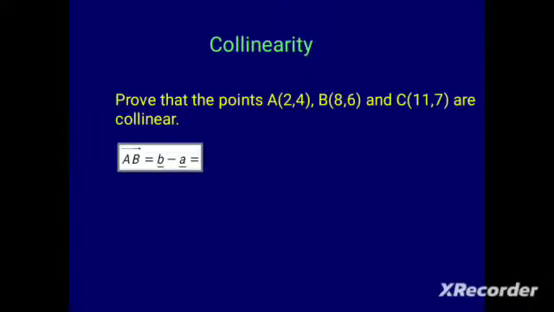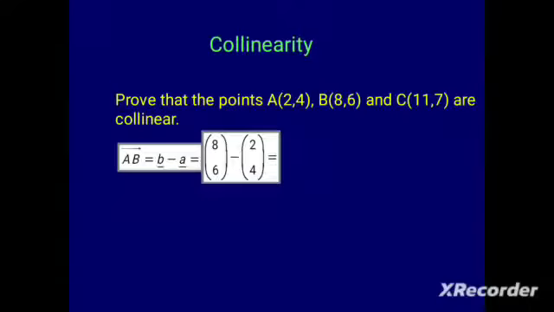So we need to work out on the parallel part of the vectors. Because we have the points, it means we can get the vectors. So we have vector AB, which is given as b minus a, that is vector small b minus vector small a. And we are going to substitute to get the value of vector AB. So we have (8, 6) minus (2, 4), and this is equated to, we will get (6, 2).